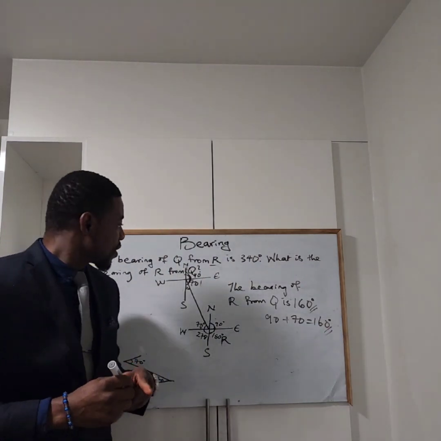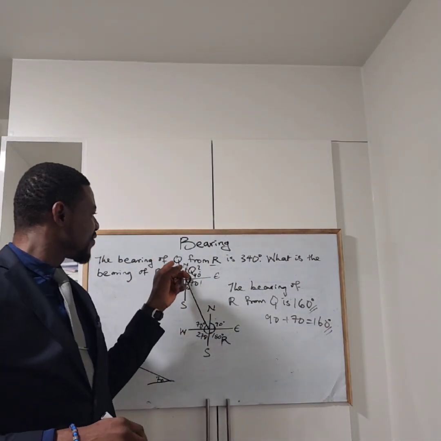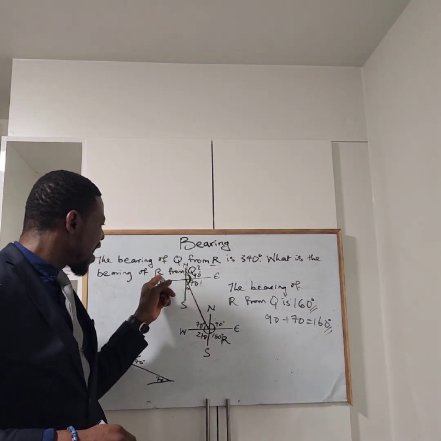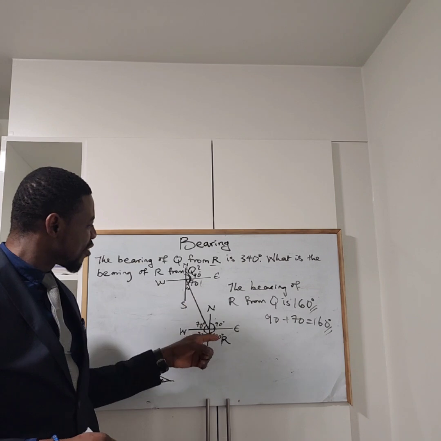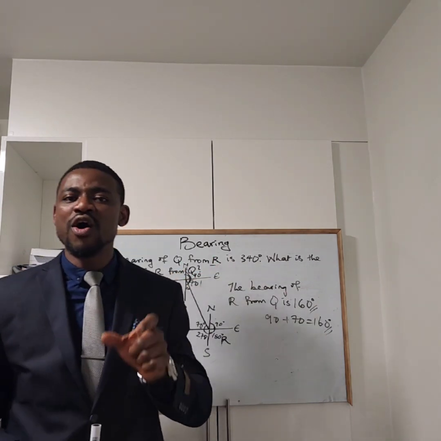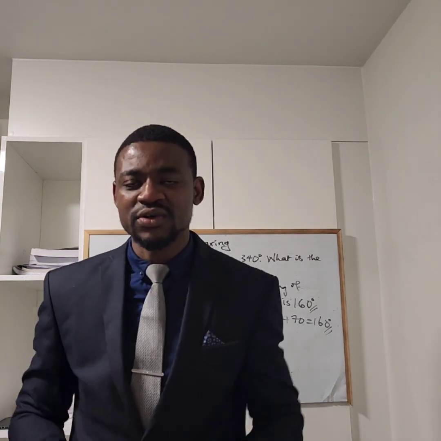All right. So the key point again, if the question is talking about finding the bearing of R from Q, it means that the bearing of R from Q is at where? Q. That's the secret. All bearings must start from the north. Thank you.